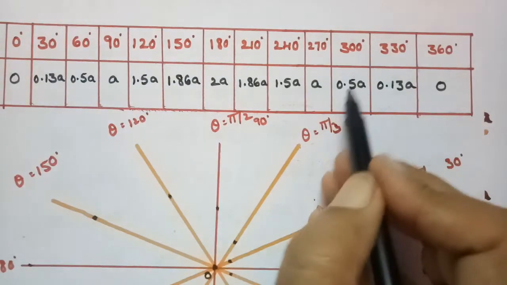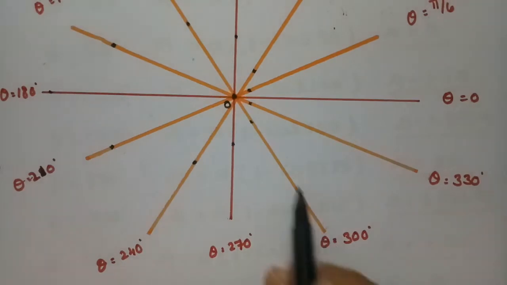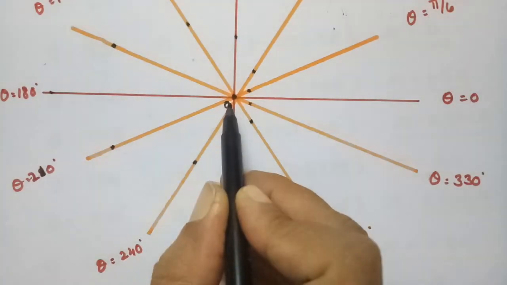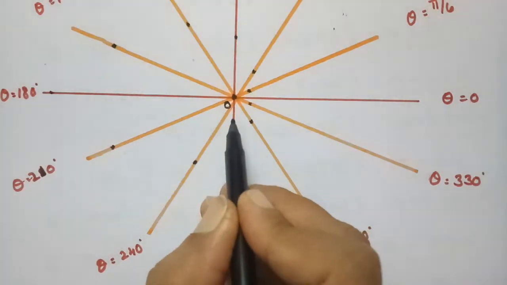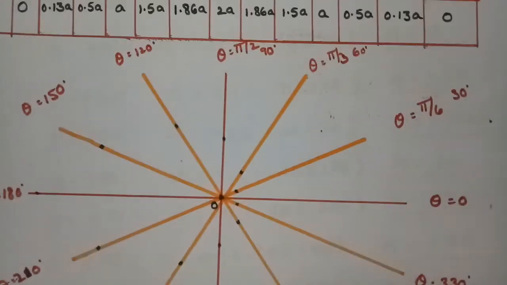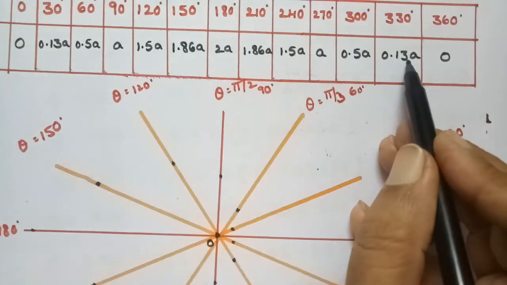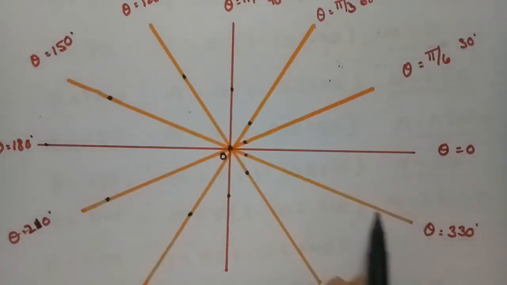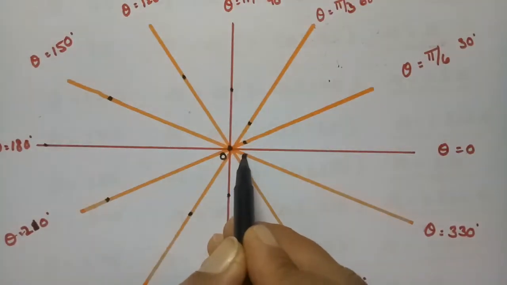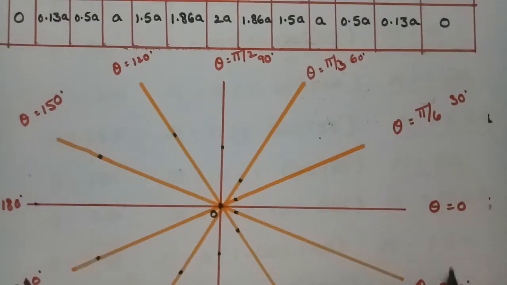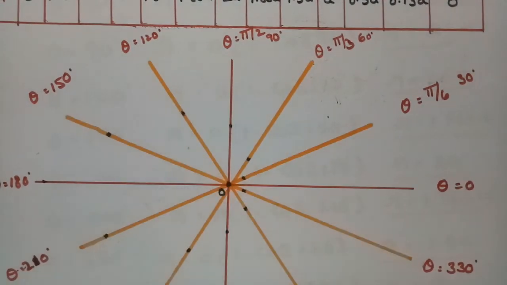And the next one is for 300, 0.5. For 300 this is 0.5. So this is 0 and this one is 0.5. This is 1. And for 330, see here, 0.13. So for the 330 line it is very near to 0, that is 0.13. And for 360, again it is 0.